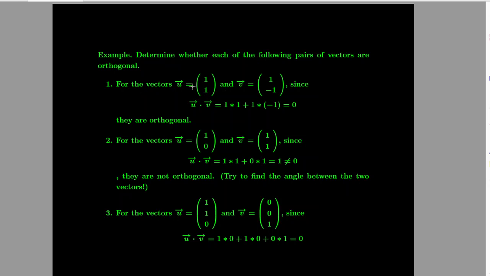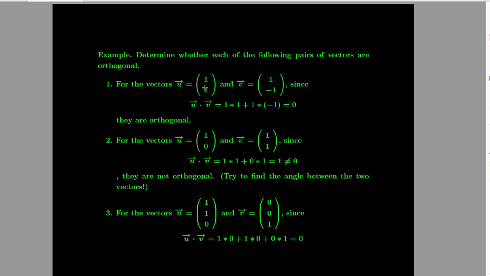Now look at the first pair. These are two vectors in R2. It's easy to compute the dot product. The dot product is equal to 0, so they're perpendicular, right? Again, it's an if and only if condition. If the dot product of the two vectors is equal to 0, then you can conclude the two vectors are perpendicular. If the dot product is not equal to 0, they are not perpendicular. Like the second case, they are not perpendicular.